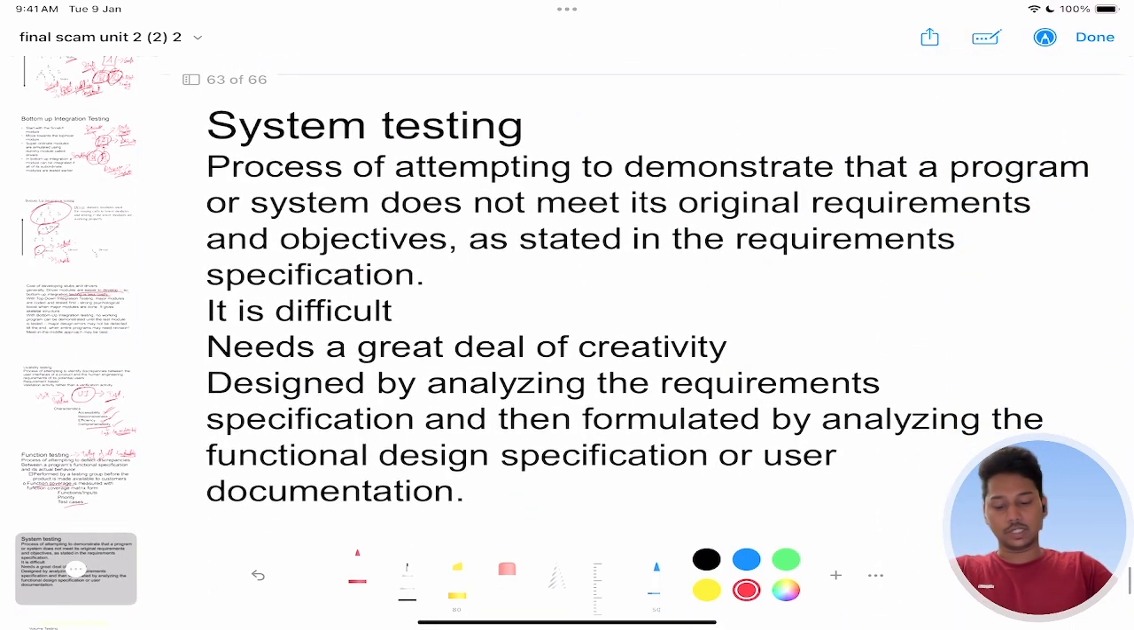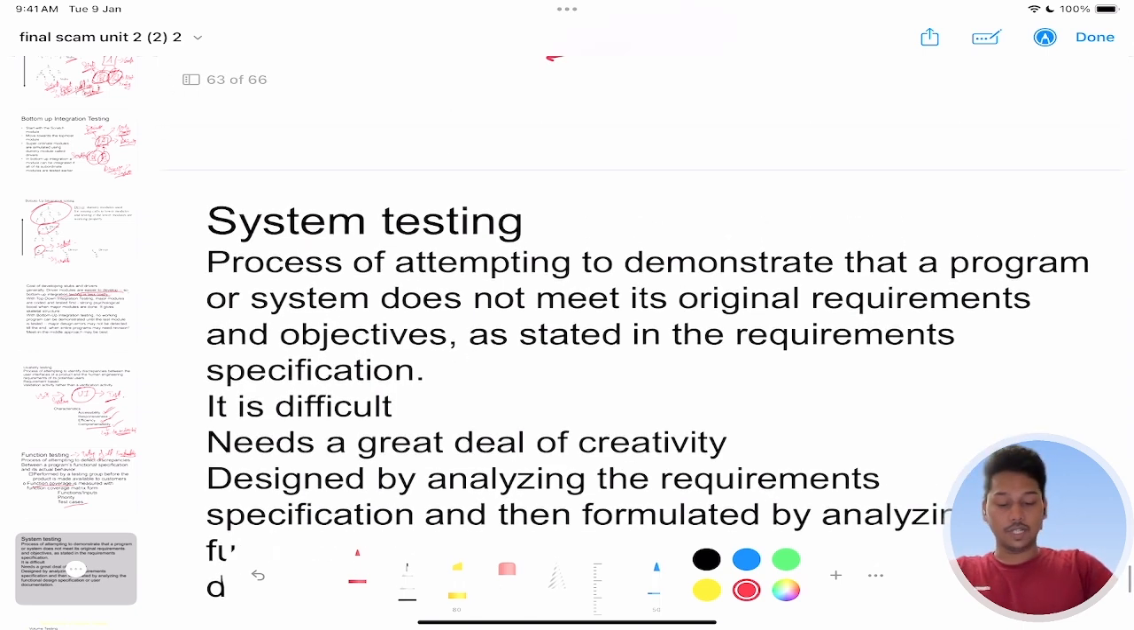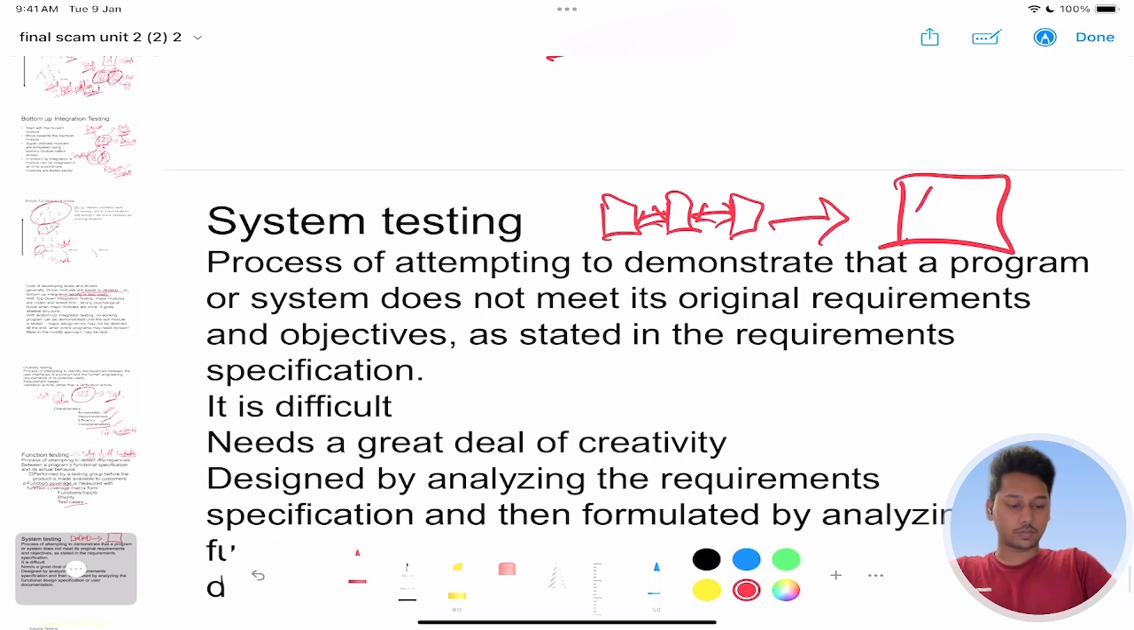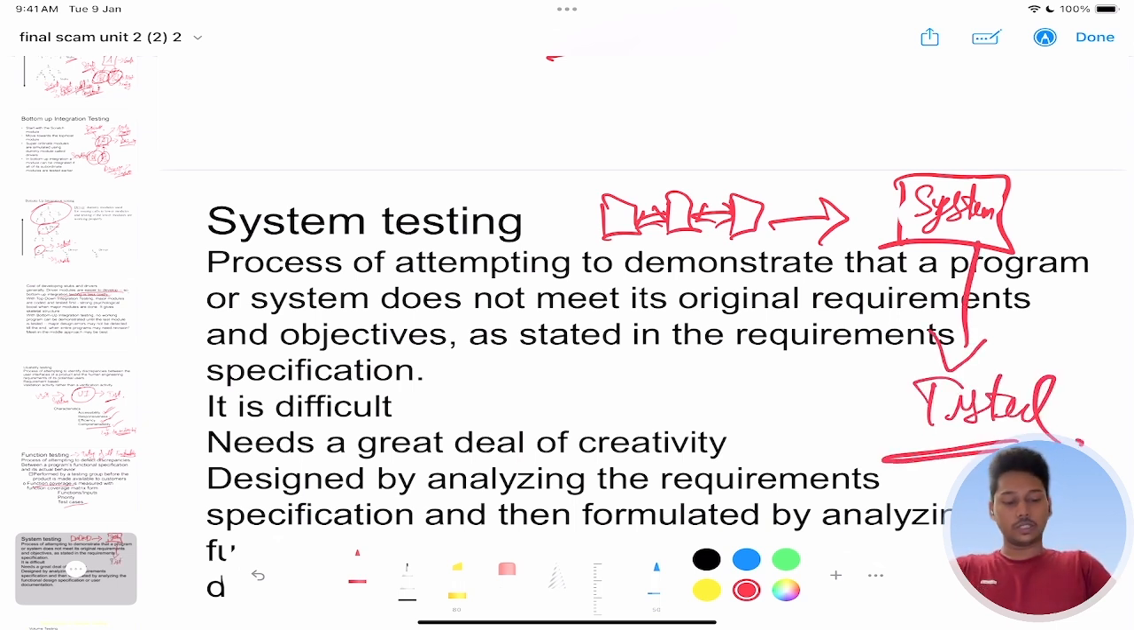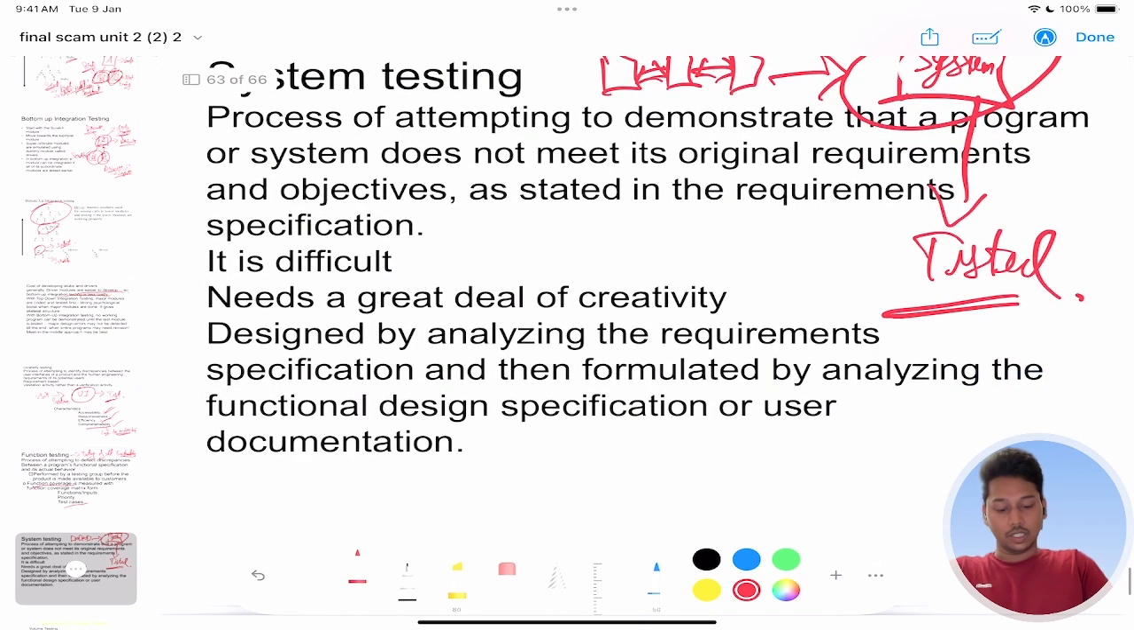Then comes system testing. System testing is done after integration testing. After we have integrated the whole thing into a complete system, this system is tested. The whole system as one is tested. This is system testing. System testing needs a great deal of creativity.